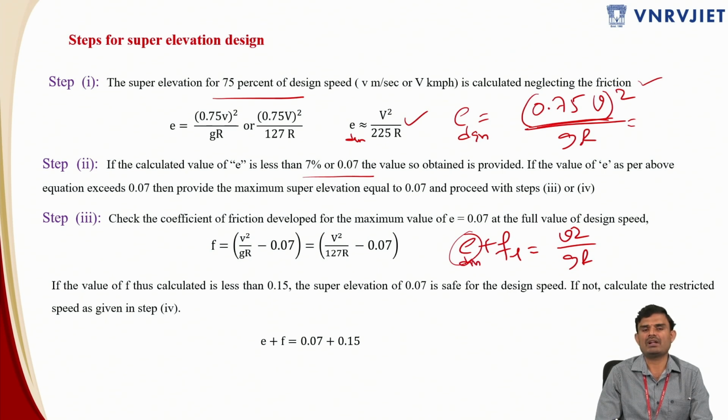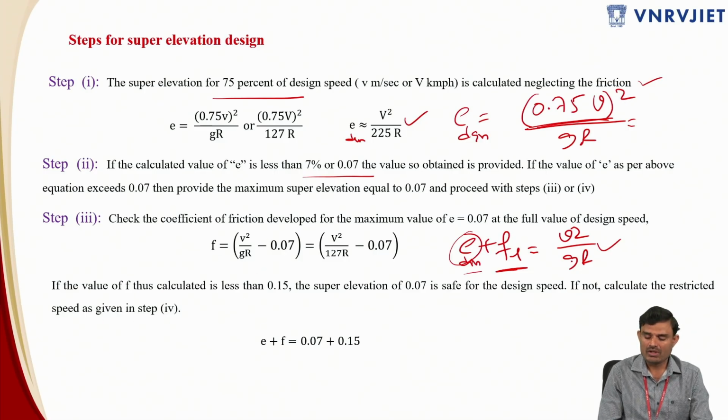This is the second case, when you get the E design value higher than that of E maximum. So you take the E design value, whatever it is, more than 7%, meaning 9 or 10%. You substitute the value and you check for fL. Already you know this value, v square by GR. You'll calculate this value and you'll see the value of fL. So that is what has been mentioned over here.